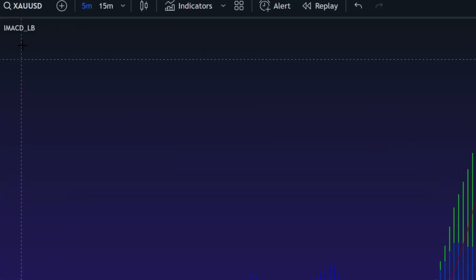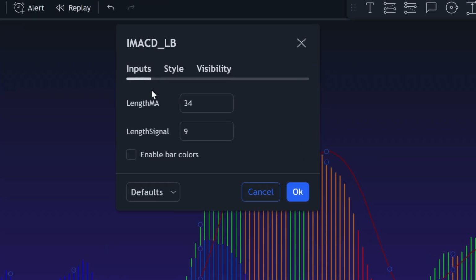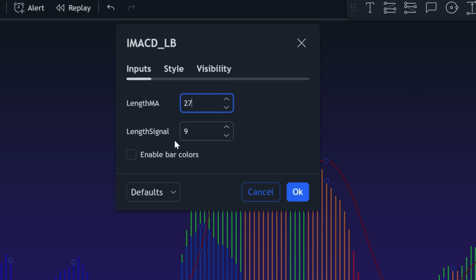Now let's get back to business and fine-tune our Impulse MACD. Click on it and you'll see some settings we can play with. First, in the inputs part, change the length MA number to 27, but leave length signal alone at 9. Next, turn on the bar colors option.